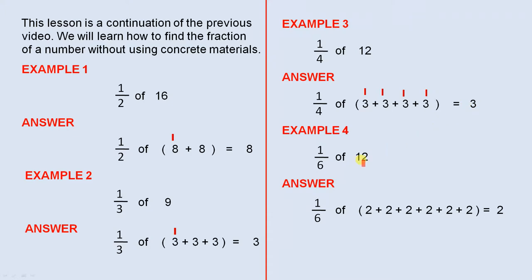1/6 of 12. The 6 tells us that 12 is divided into 6 groups, so it's 1/6 of those 6 groups. The 1 tells us we're interested in one of those groups, which is 2, so 1/6 of 12 equals 2.